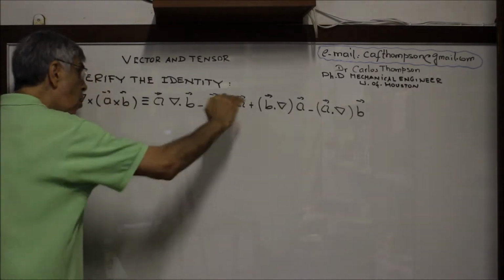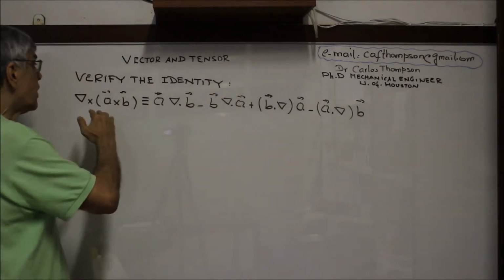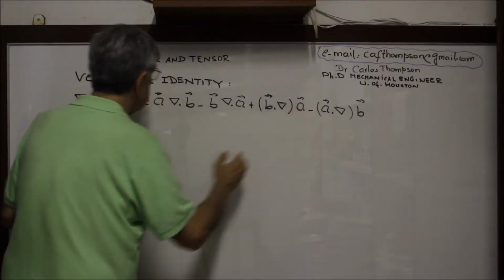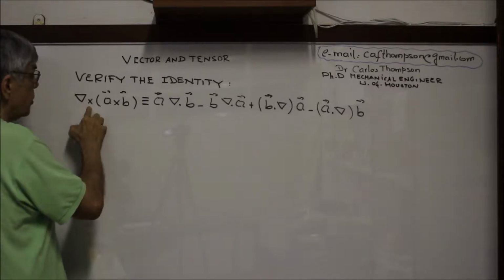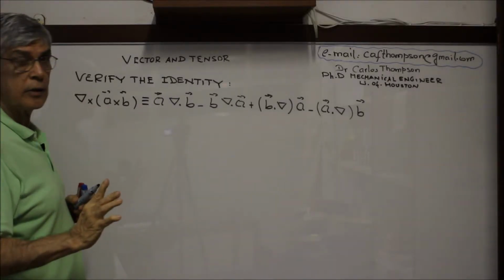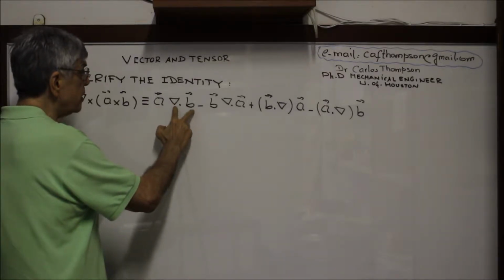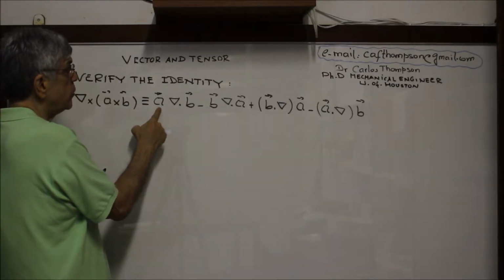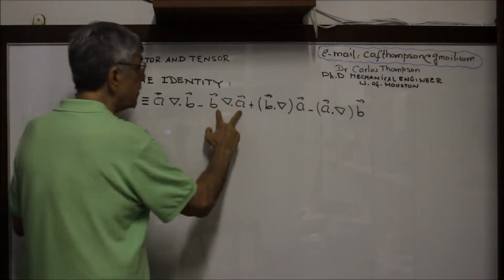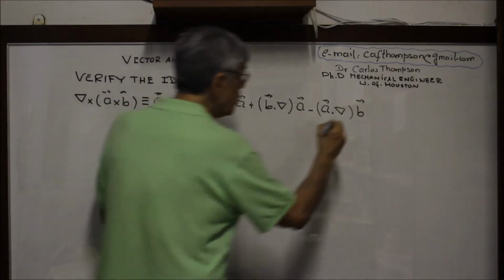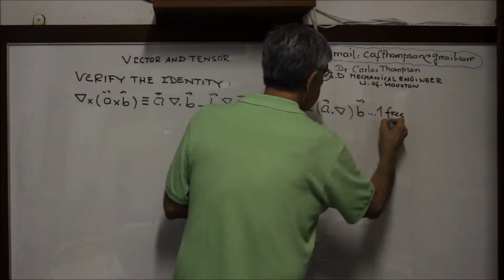Before you develop this, you see what the order of the tensor is. Now the curl of a vector is a vector. Now A divergence of B is a scalar. This is a scalar joining a vector. Thus this is a vector, this is a vector. So for sure, there will be one free index.